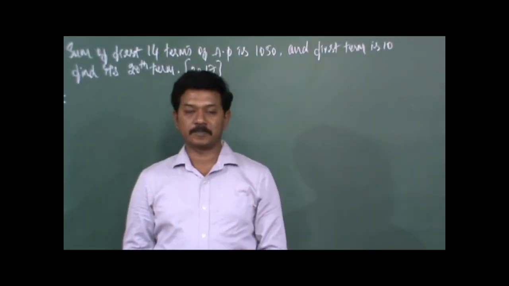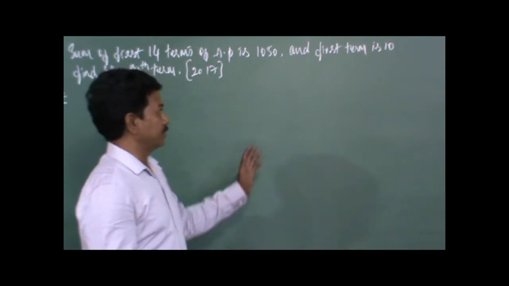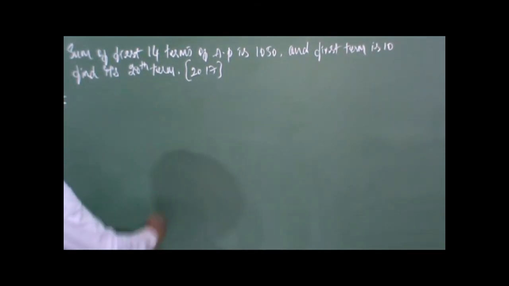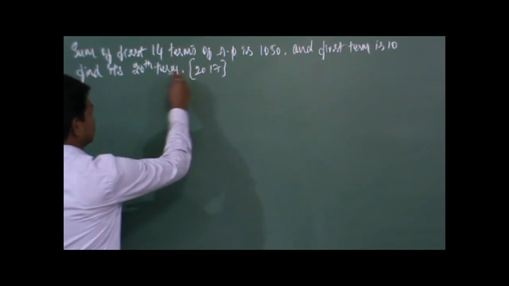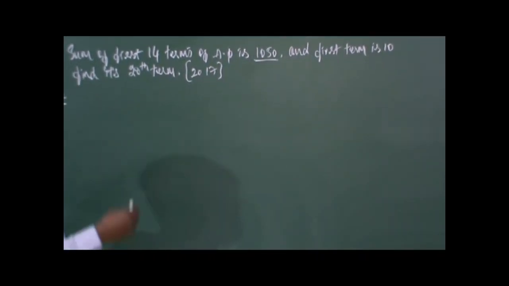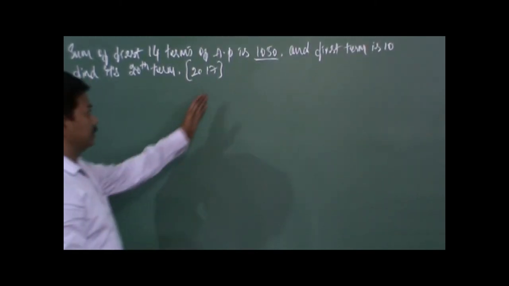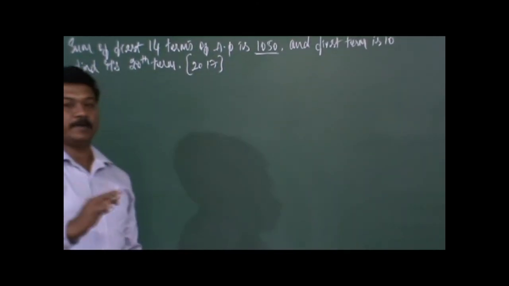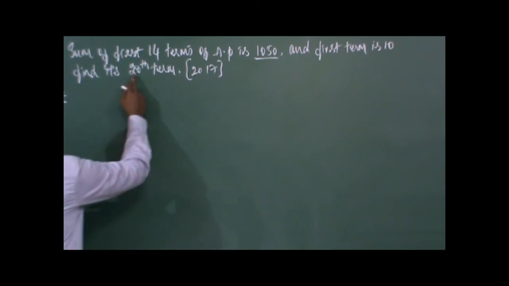So we'll go with the next problem on arithmetic progressions. Very important. 2070 final exam, CBSE scheme. Find the 20th term of an AP. Some AP is there, its first 14 terms have been added, so its sum is 1050, and the first term is 10. In the same AP, the first term is 10.